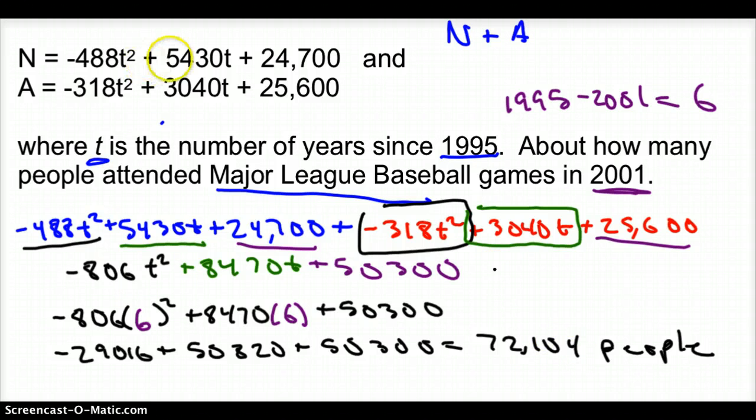So to recap again, we found the Major League attendance by adding the National and American League together. We simplified to get this, and then we had to figure out what T was by subtracting the years. Plug that T in, added them all up, punched it in the calculator to find 72,104, and I should even write 1,000 just to note that we are measuring in thousands of people. And that is it. Good day.